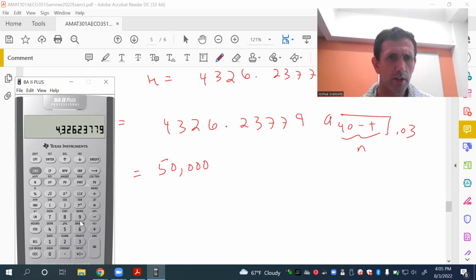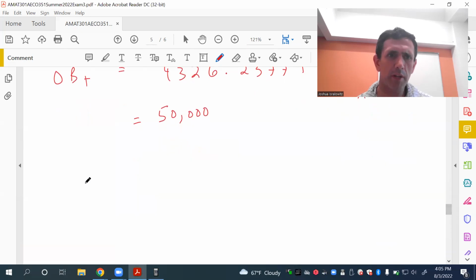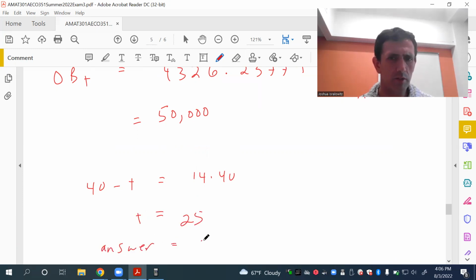4,326.23779. Make this negative. This is payment. 3 interest. Compute n. So this is my n here. So we get 40 minus t is 14. 40, t is 25. So your answer is 26.